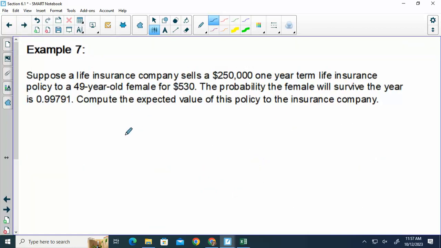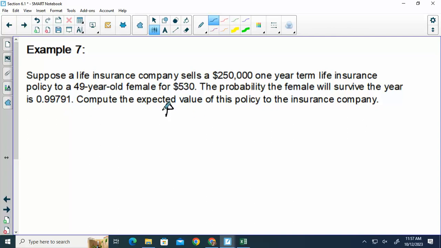So let's do a problem. It's going to ask me to find the expected value. Suppose a life insurance company sells a $250,000 one-year term life insurance policy to a 49-year-old female for $530. The probability the female will survive the year is 0.99791. Compute the expected value of this policy to the insurance company.